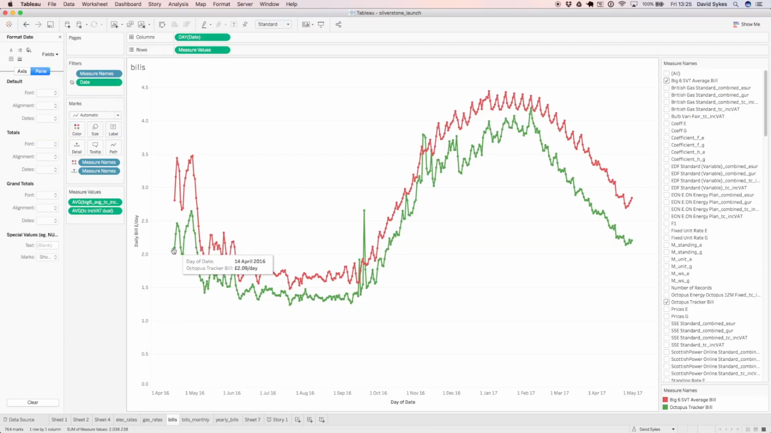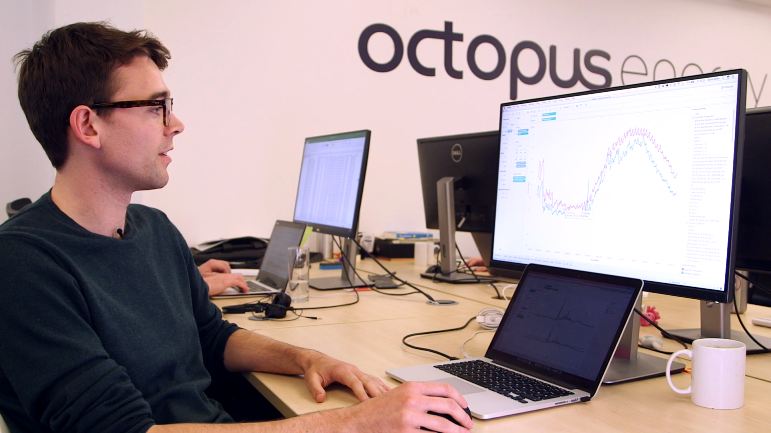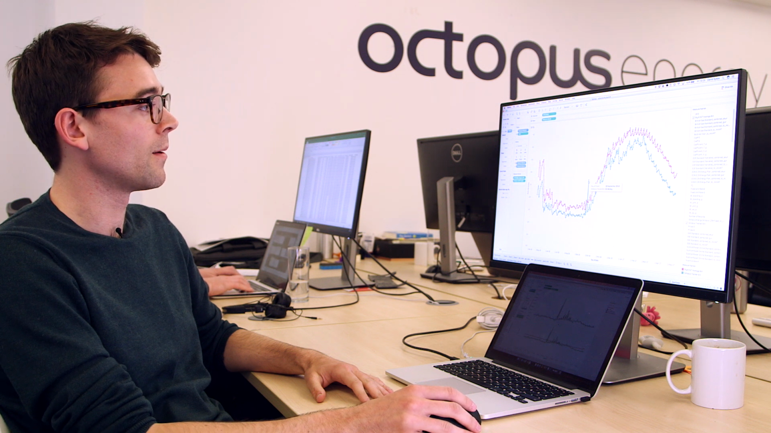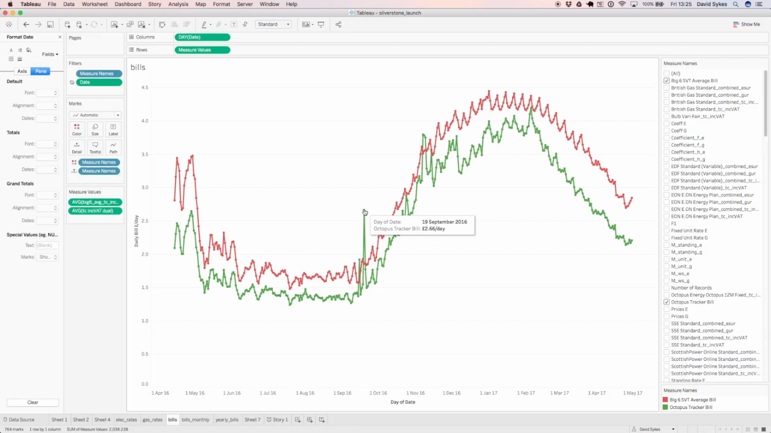So this shows the amount you pay per day as a customer, with the green being the new Octopus tracker tariff and the red being an average Big Six standard variable tariff. And it's over the last year. Down here is the summer where you're not using as much electricity and gas, so you pay less per day. And up here is the winter where you're using lots of electricity and gas and you're paying more per day. The key thing to notice here is that there's only very few days where you pay more on the tracker tariff than you would on a standard variable tariff. Whereas the majority of days, the Octopus tracker tariff is significantly cheaper than a Big Six standard variable tariff.